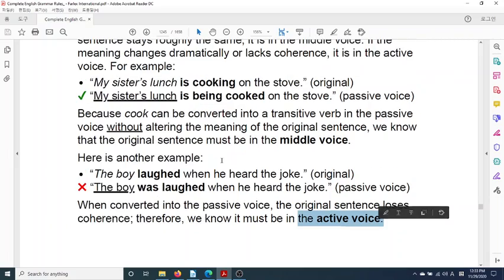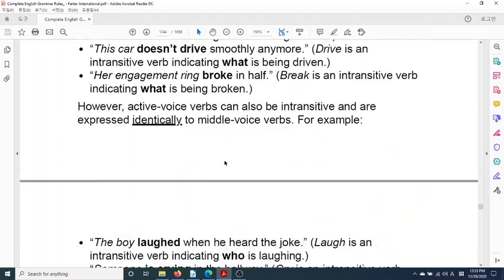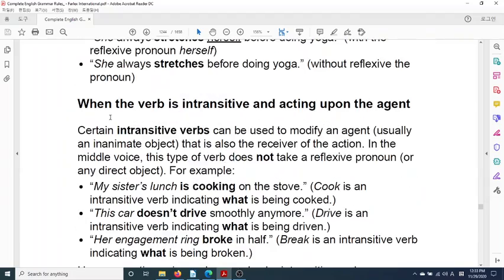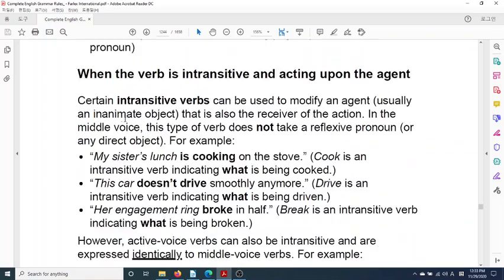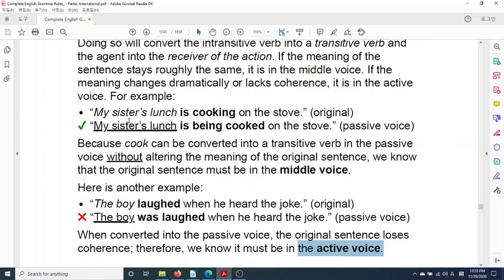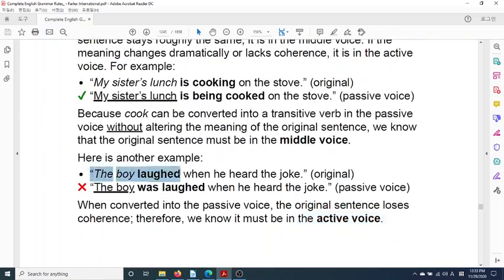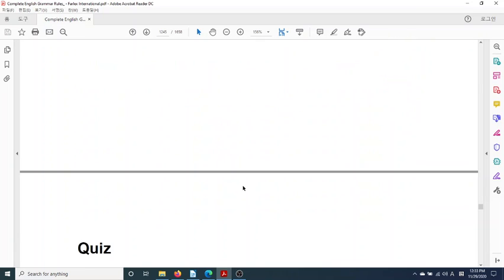Okay. So, even though it may be hard to tell whether a sentence is in the middle voice or the active voice, for those occasions where we're not quite sure, try converting it into a passive voice sentence. And that will make it pretty obvious whether or not it has that structure.